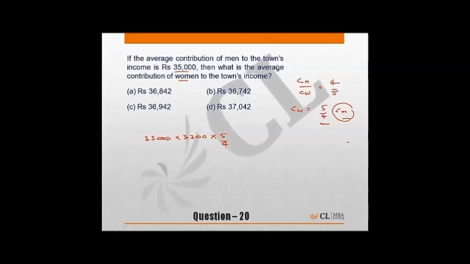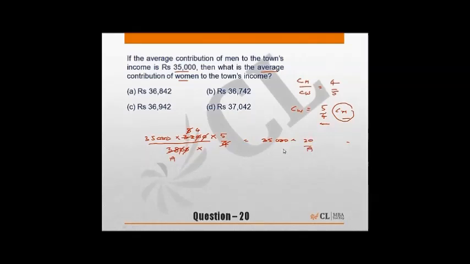And then we need to find the average contribution. That means total contribution by women divided by number of women. Number of women in town is 3800. Now start cancelling out. This will make your life easier. Okay, so this is cancelled out. So now further 4 into 8 is 32, and this is 19 and this is 4. So this is equal to 35,000 into 20 by 19.